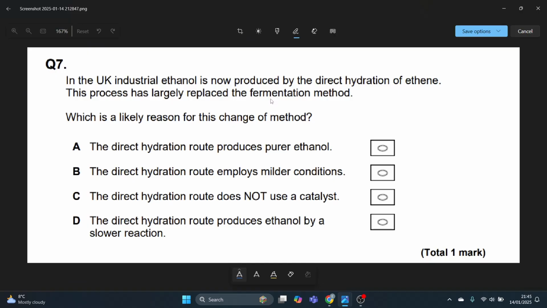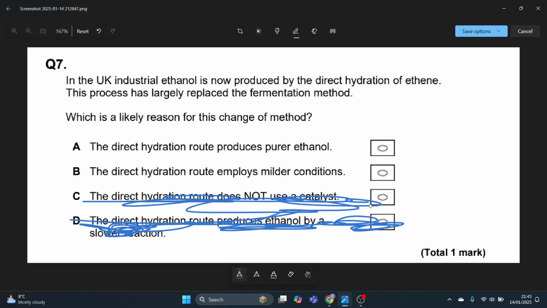In the UK, industrial ethanol is now produced by the direct hydration of ethene. This process has largely replaced the fermentation method. What is a likely reason for this change of method? Does not use a catalyst, produces ethanol by a slower reaction. No, why would that be the reason? Not use a catalyst, no. Employs milder conditions. No, not really. It's because it produces purer ethanol.